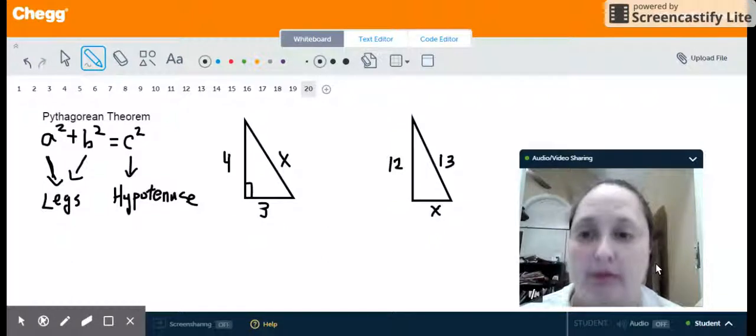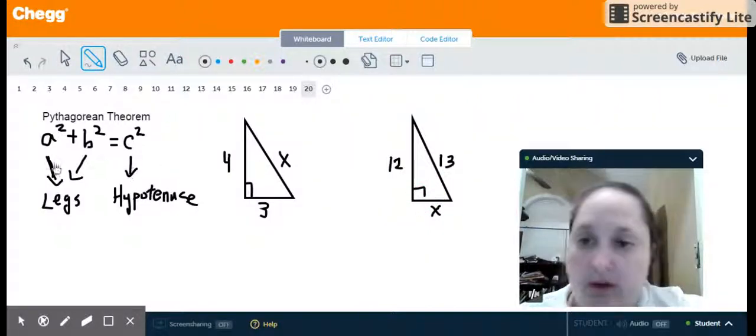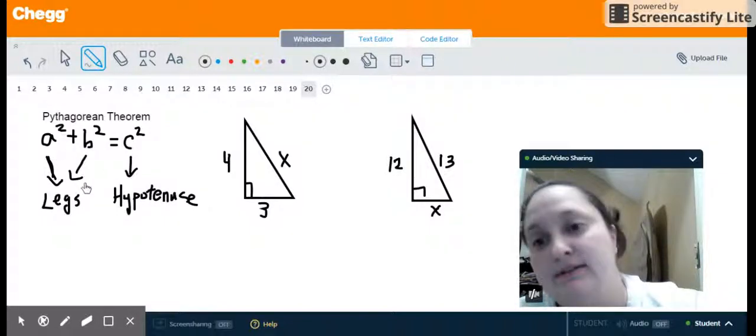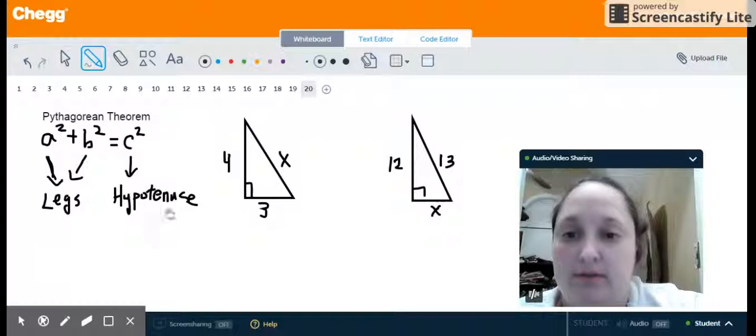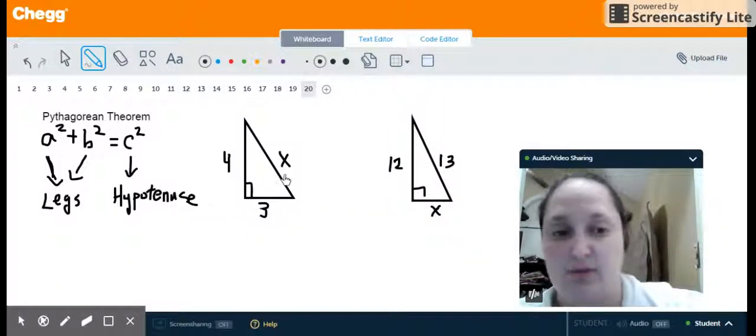Today we're going to talk about the Pythagorean Theorem. The Pythagorean Theorem is used for right triangles and it is used to find a missing side. So a squared plus b squared equals c squared, where a and b are the legs, and c is always the hypotenuse, which is the side across from the right angle. It also happens to be the longest side. So always make sure to put c as the hypotenuse. If not, you're going to get your problems wrong.